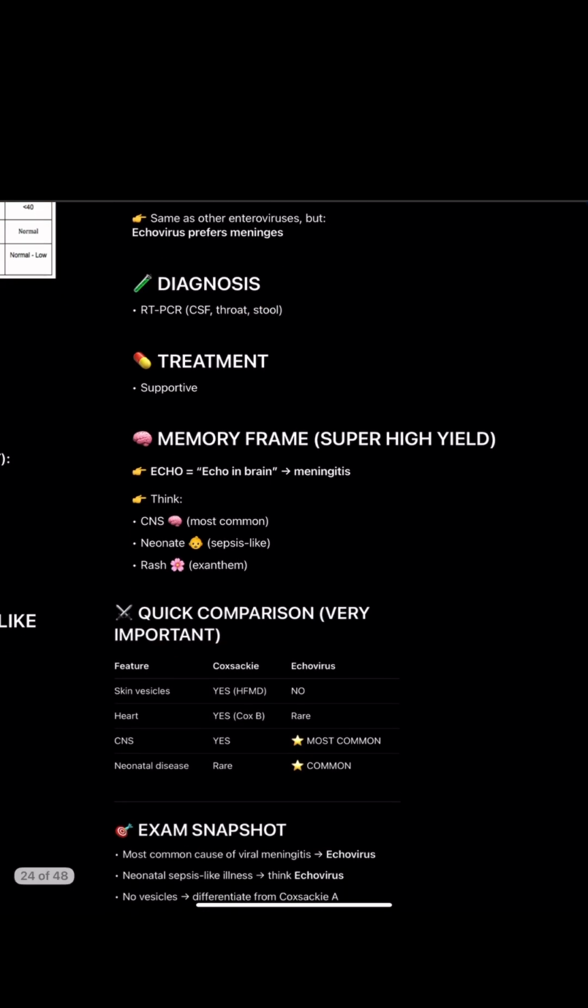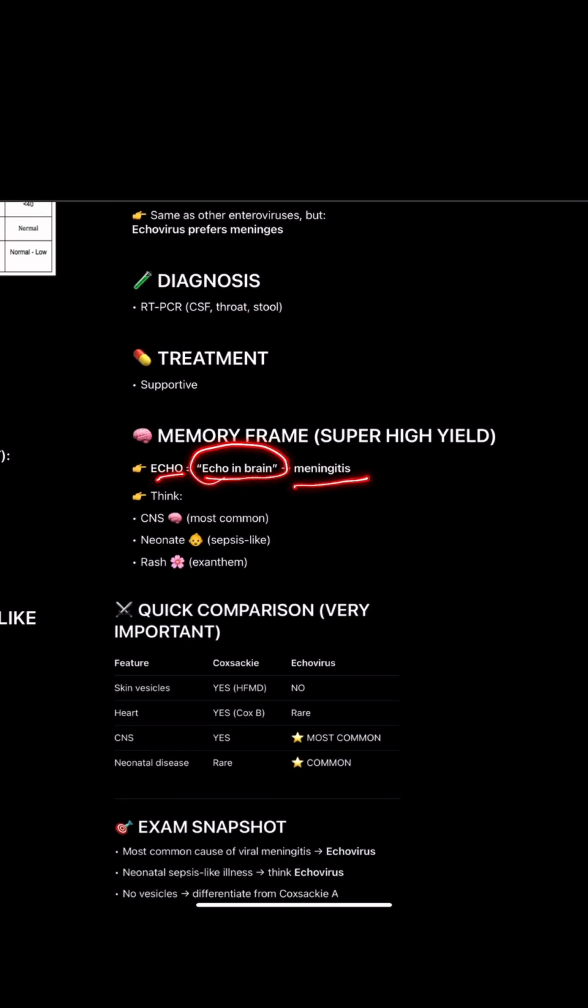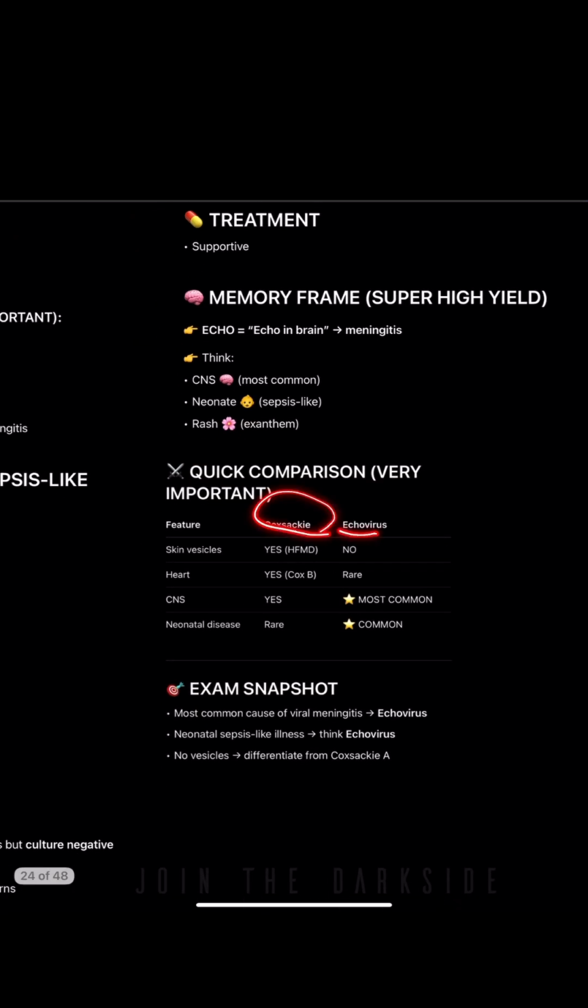Diagnosis: RT-PCR. Treatment: supportive. Memory frame: echo in the brain, and hence meningitis. Coxsackie and echo, what is the difference? Skin vesicles are in Coxsackie, in HFMD. In the heart, Coxsackie B causes myocarditis. CNS is affected most commonly by echovirus, and neonatal disease is most common due to echovirus. The most common cause of viral meningitis is echovirus.